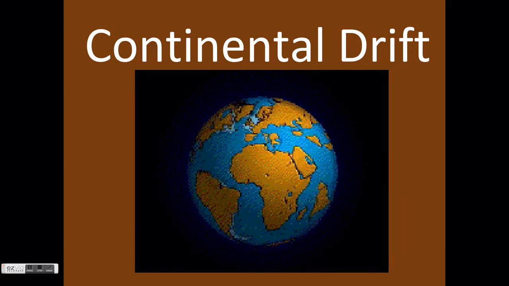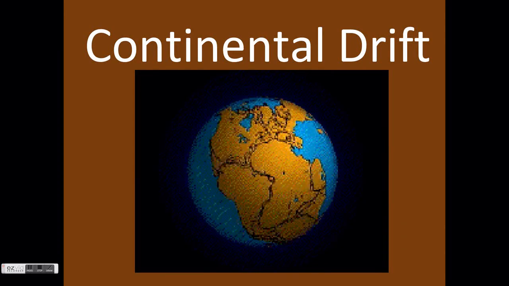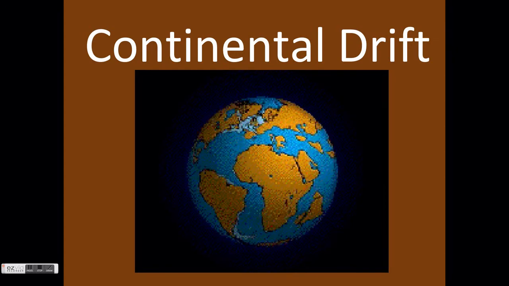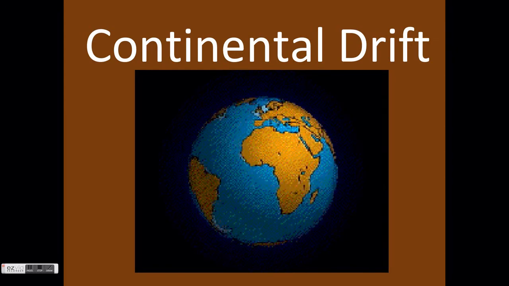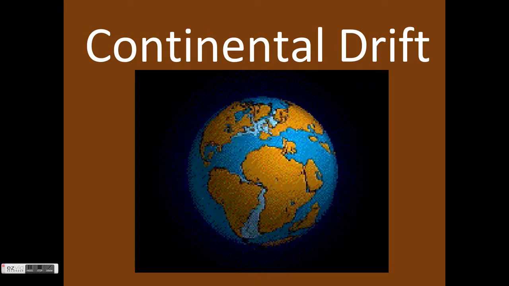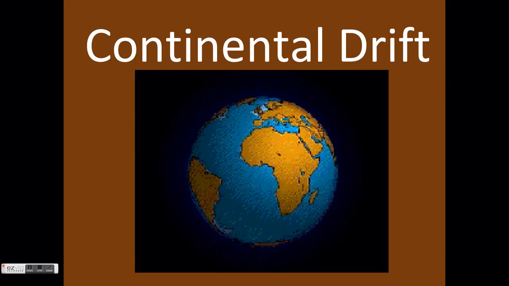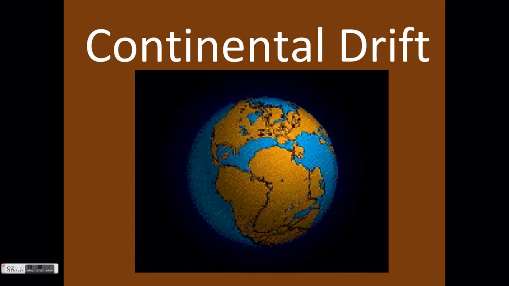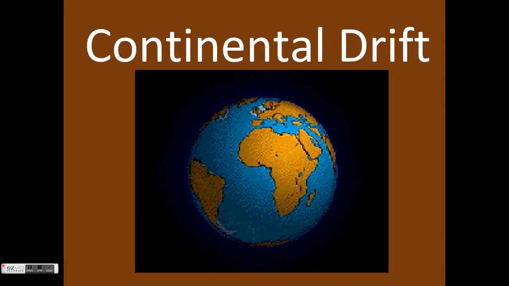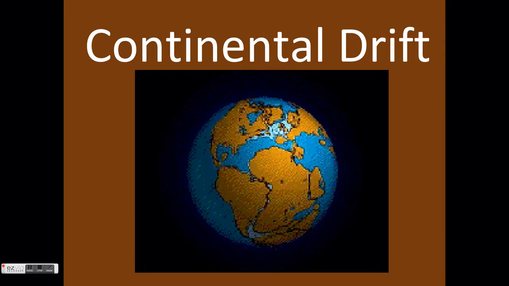Continental drift was a theory proposed in the early 1900s. The idea is that the continents on Earth did not always look as they do today, but have drifted around the Earth as a result of tectonic plate movement. In this video, you will learn about the theory of continental drift and what scientific evidence supports this idea.